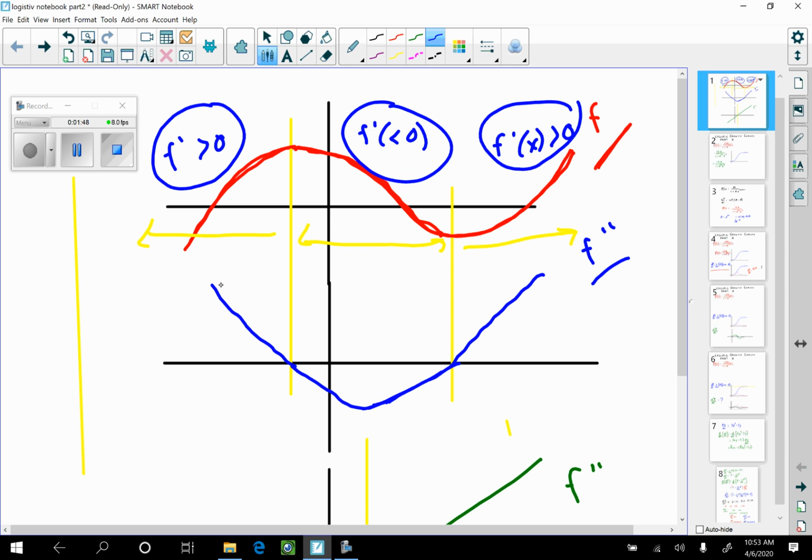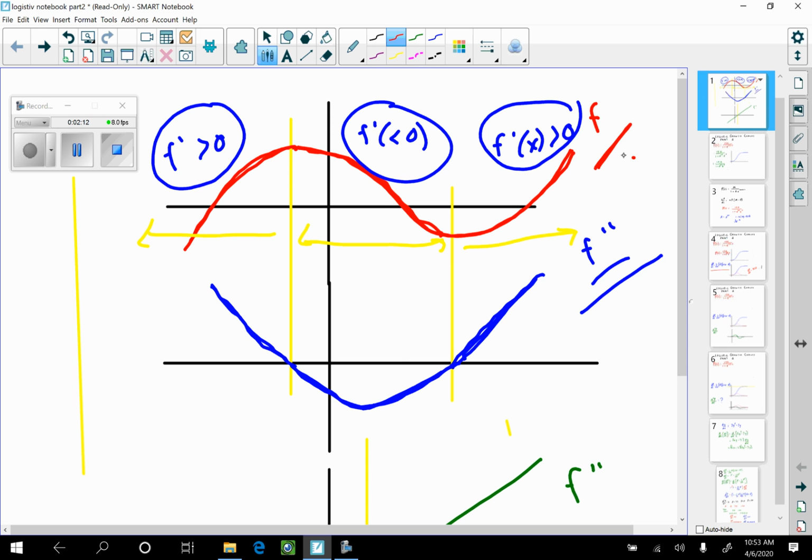Here's F prime. F prime is positive above the x-axis, and negative below, from here to here. From here to here, F prime is negative as it is, and now F prime is positive. So this gives us a good picture of F prime with respect to this particular F. Okay.